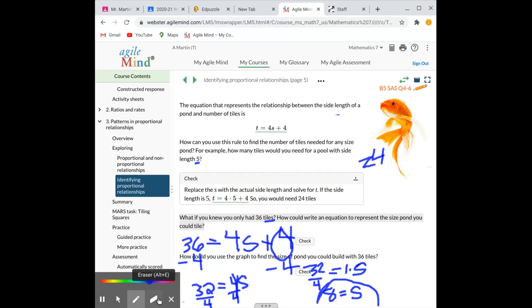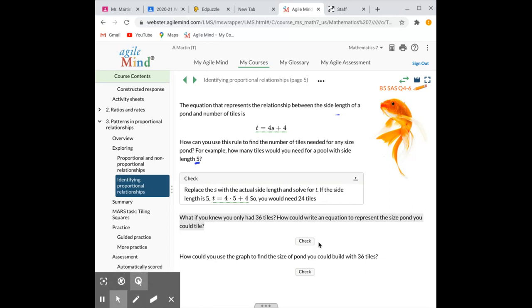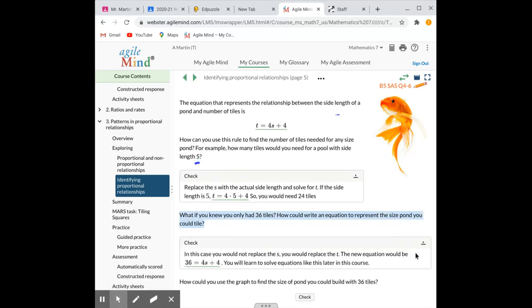All right, I'm going to take this off and we're going to check our work. It says, in this case, you would not replace the s, you would replace the t. So the new equation would be 36 equals 4s plus 4. You will learn to solve equations like this later in the course. Well, we just figured out how to do it because we just worked it together.